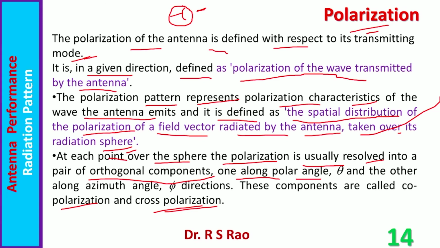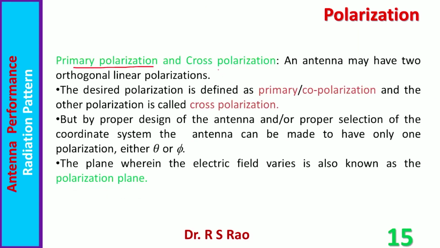These terms we encounter in wireless communication systems: copolarization and cross-polarization. Primary polarization and cross-polarization. An antenna may have two orthogonal linear polarizations. The desired polarization is called primary or copolarization, and the other, undesired polarization is called cross-polarization. But by proper design of the antenna and proper selection of coordinate system, the antenna can be made to have only one polarization, either theta polarization or phi polarization. Polarization in theta direction or phi direction.